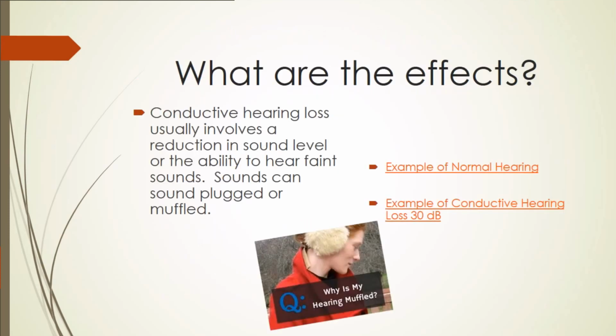Well, what are the effects if you end up having a conductive hearing loss? Well, a conductive hearing loss usually involves a reduction in sound level or the ability to hear faint sounds. Sounds can sound plugged or muffled. Now, I found a demonstration with the same piece of classical music, and in this demonstration, it will give you the idea of what it'd be like to have a conductive hearing loss.